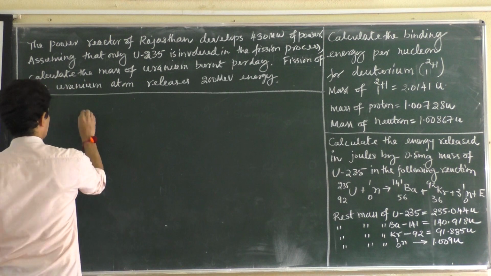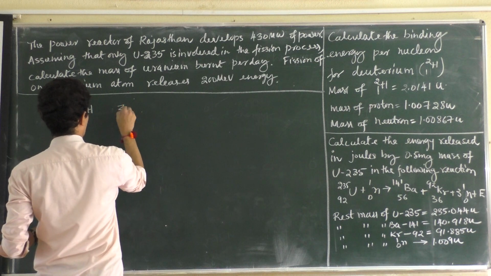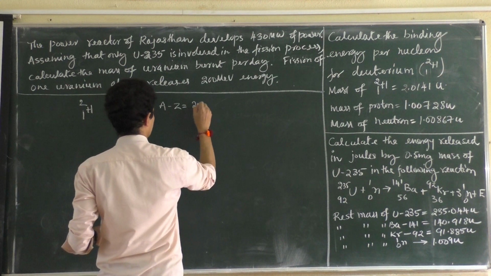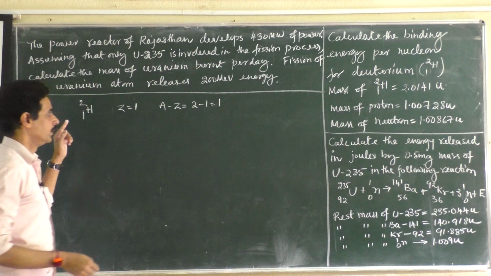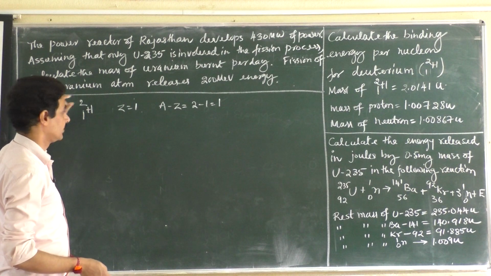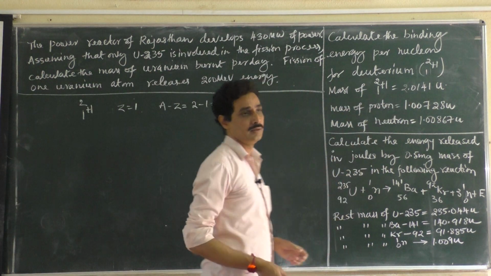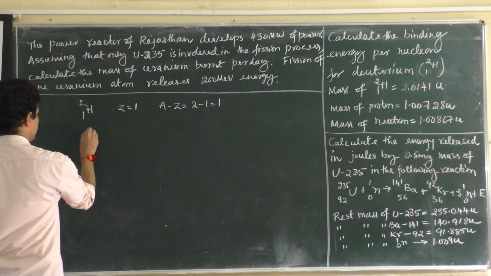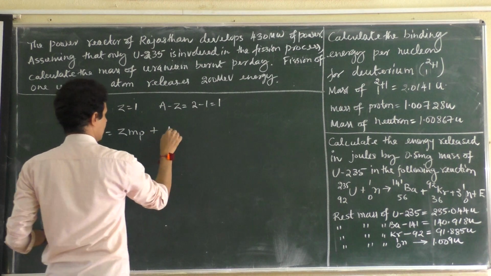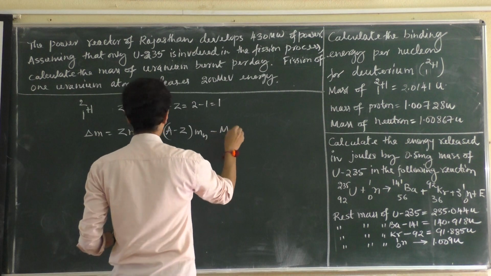So if you take 1H2, this will be easier. Z is 1. What is A minus Z, the number of neutrons? It is 2 minus 1, that is equal to 1. So there is one proton and one neutron. Now mass of the deuterium nucleus is already given. Mass defect is Z into mass of each proton plus A minus Z into mass of each neutron minus mass of the nucleus, that gives the mass defect.